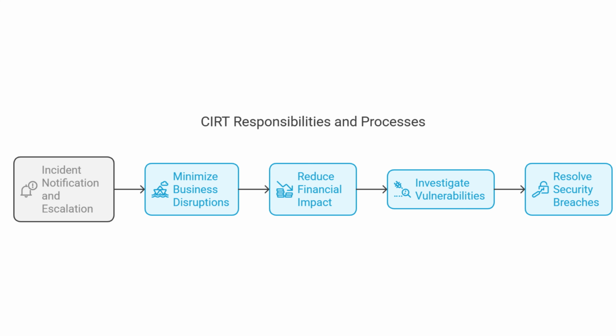This involves several key functions such as coordinating incident notification and escalation. When an incident is detected, the CIRT is responsible for notifying the right people like security teams, IT staff, and management, and escalating the issue appropriately. For example, a minor phishing attempt might be handled internally, but a major data breach could involve law enforcement and external cybersecurity experts. Having a predefined escalation path ensures that the right decisions are made quickly and effectively.